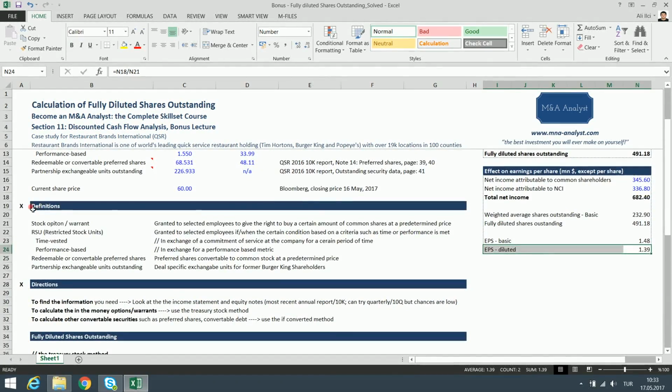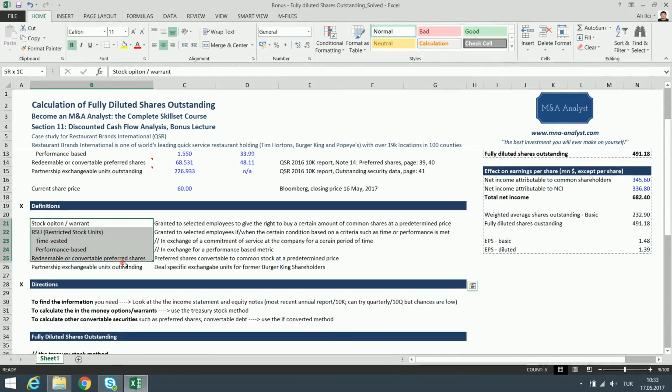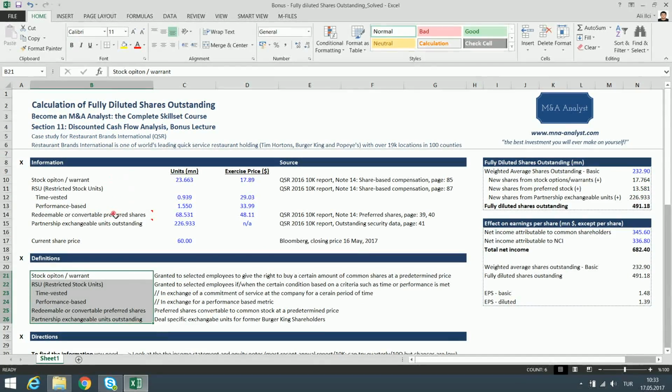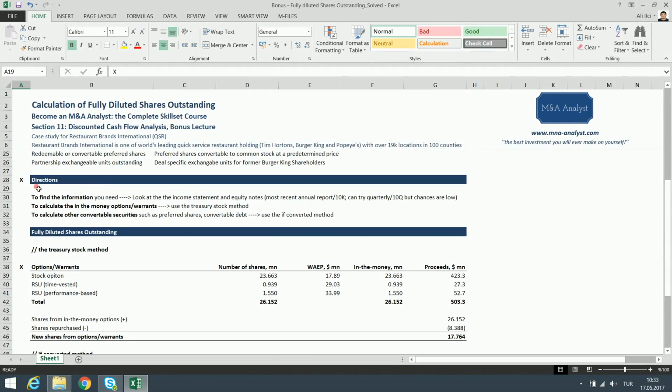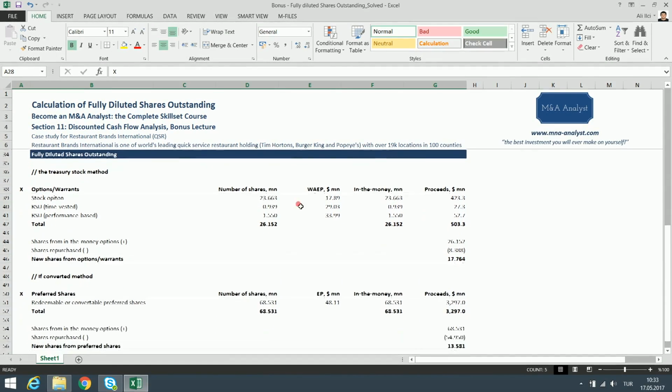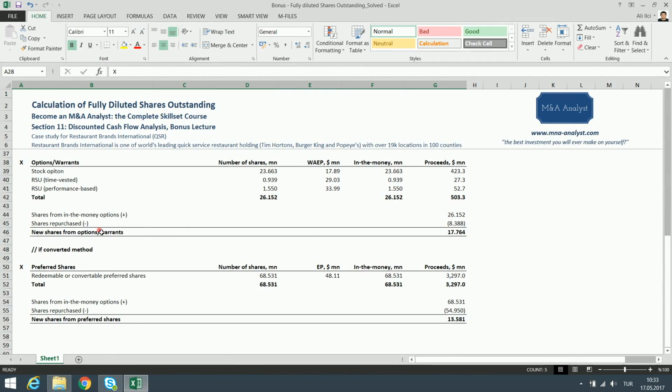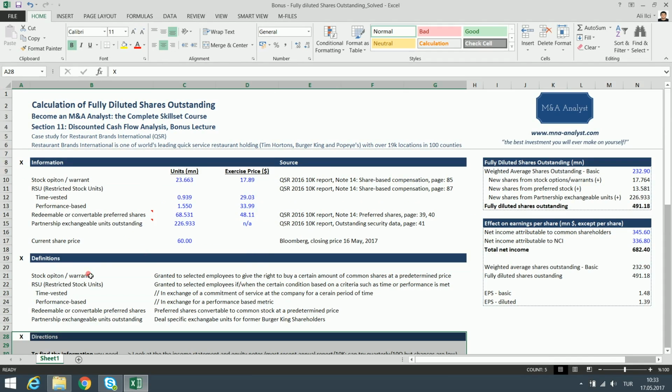Here we have some definitions. We have the definitions for these convertibles. If you are not familiar with these concepts, you can just stop the video and read them. I'm not going to read them now, all of them at least. Here we have the directions telling you what we are going to do now. And here we have our calculations of fully diluted number of shares. All right, I want to go over them very quickly. As I said, I'm not going to read all of these, at least not this part.